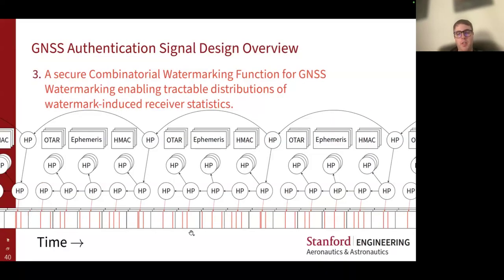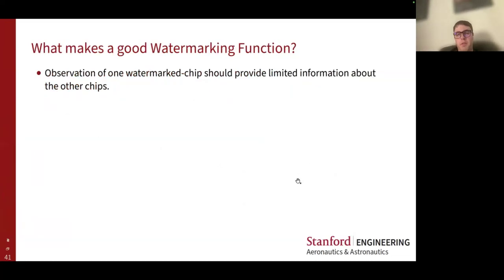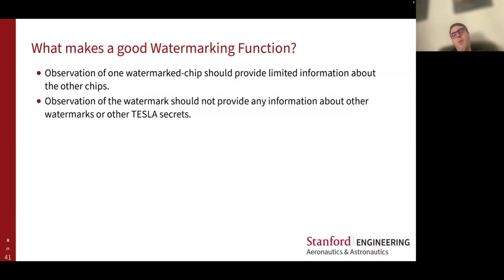Okay, so again, we're back here. We're going to talk about what's a good watermarking function to perturb the spreading code. So what makes a good watermarking function? Step one, observation of one watermark chip should provide limited information about the other chips. In the Chimera watermark, there's a burst. So if the security code estimation and replay attacker observes several chips that have been mangled, then it'll know that for the rest of that 33-chip section, the rest of the chips are mangled too. We want to make sure that observation of the watermark doesn't provide any information about other watermarks or other authentication features.